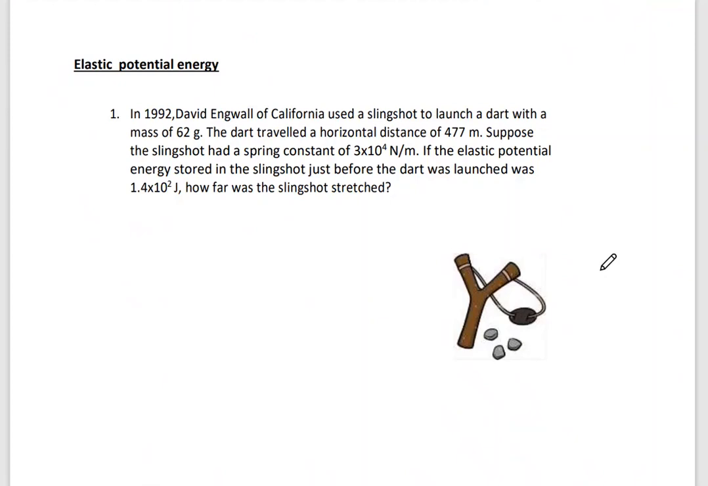The amount of this energy depends on the spring constant k and the distance the spring is compressed or stretched from the relaxed length. The formula for elastic potential energy we're going to use is half the spring constant k times delta x squared. Delta x is the distance the spring or the stretched string is compressed or stretched from its relaxed length.